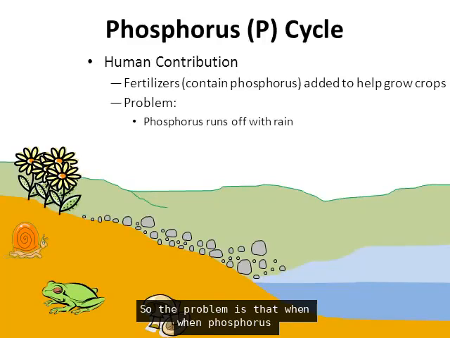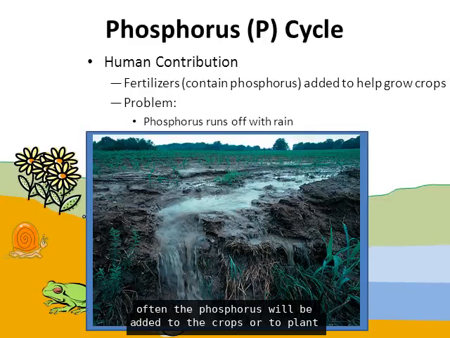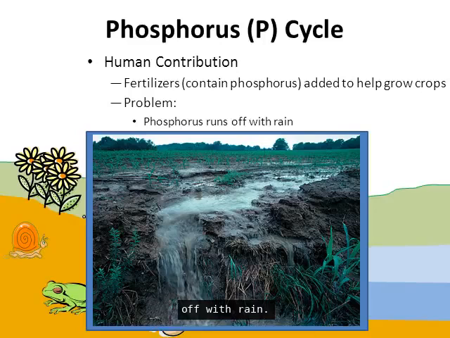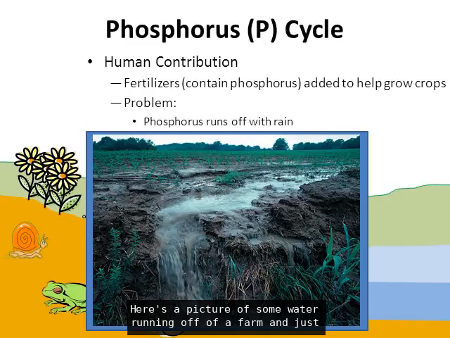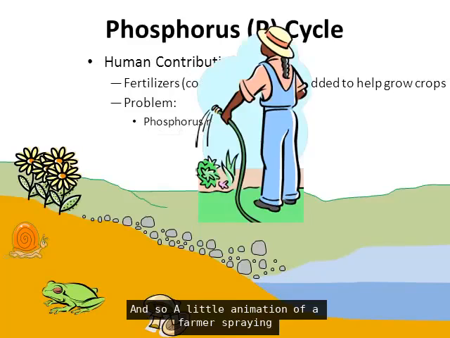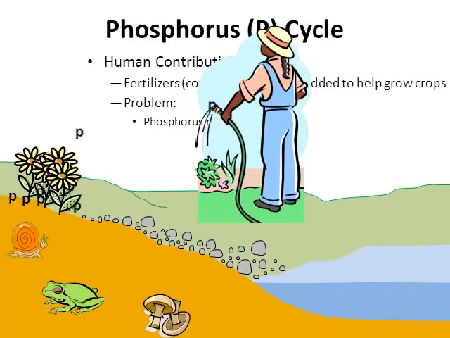So the problem is that when phosphorus fertilizers are used, for instance, in this animation we're going to show, often the phosphorus will be added to the crops or to plants or even to a garden at home, and then the phosphorus simply runs off with rain. Here's a picture of some water running off of a farm and just taking away the phosphorus fertilizers that were added to help the crop. And so here's a little animation of a farmer spraying their crops with a bunch of phosphorus, because again, it's one of the ingredients of fertilizers.